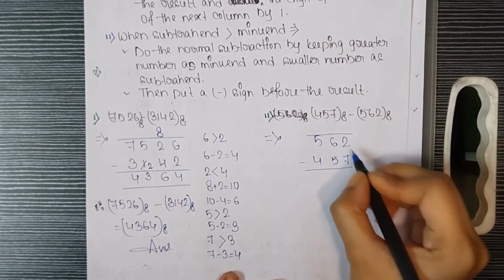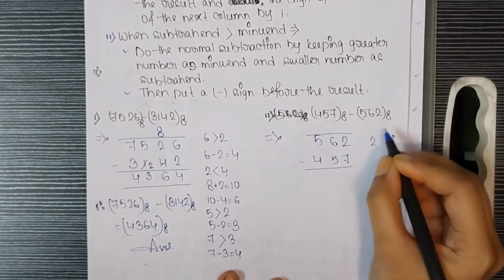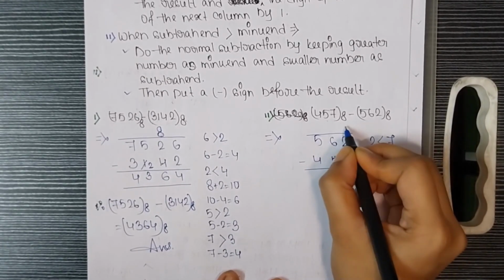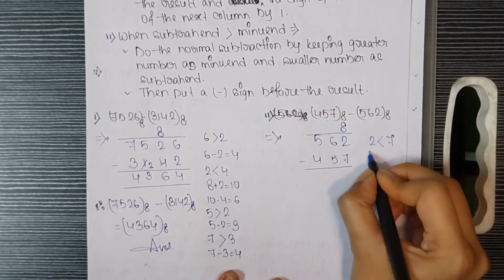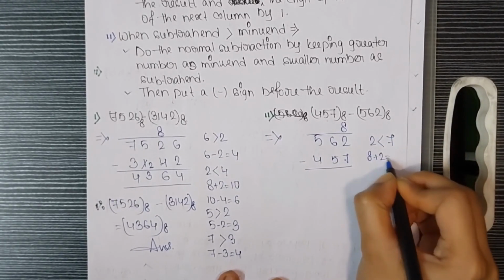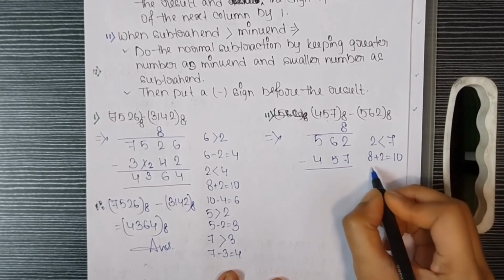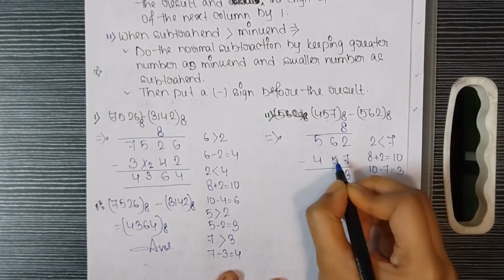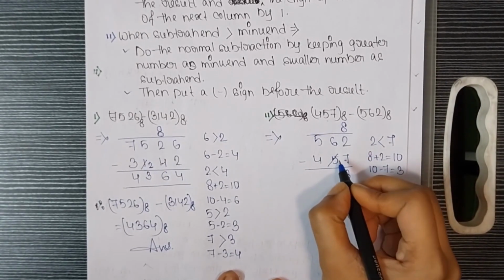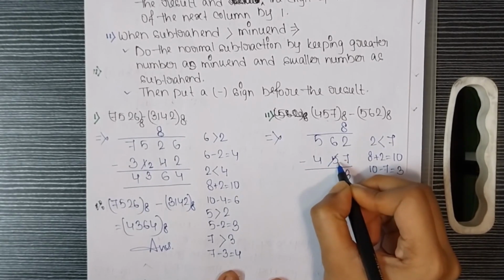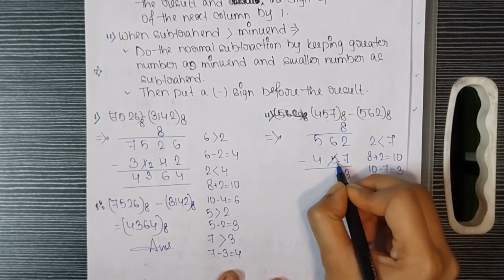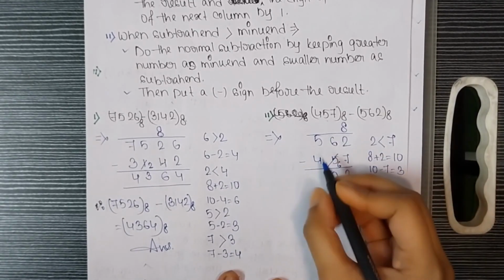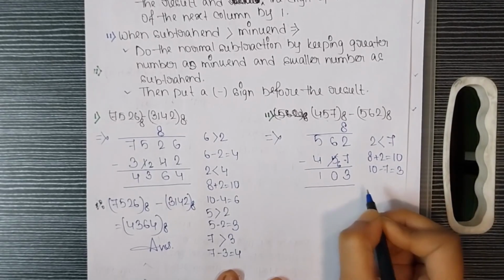The first column is 2 and 7. So 2 is less than 7. Now we have to take a borrow, that is 8, from the next column. Now we add it and then subtract 10 minus 7, which will be 3 right here. And in the second column, we have to increase the second digit of the subtrahend by 1, to 6. So 6 minus 6 will be 0 and 5 minus 4 will be 1. So we have completed the subtraction.